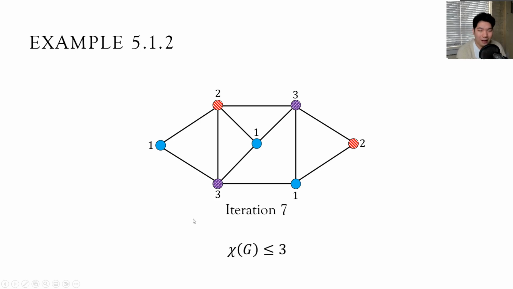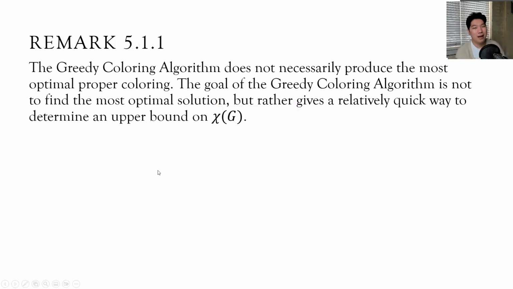So a quick, nice way that we can get some bounds for this. That was the greedy coloring algorithm. But I do want to put a quick disclaimer on it. It does not necessarily give us the most optimal proper coloring. In that case, it did turn out that we had an optimal proper coloring, but that's not always necessarily true. The goal of the greedy coloring algorithm is not necessarily finding the most optimal solution, but rather it gives us a quick upper bound on the chromatic number.